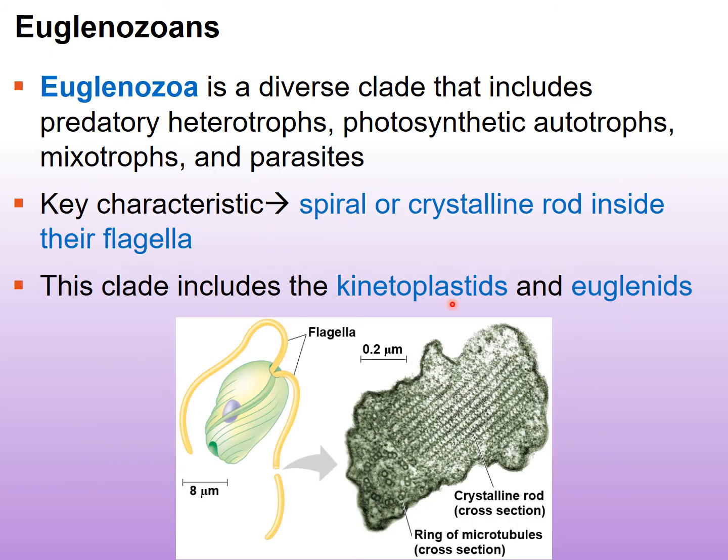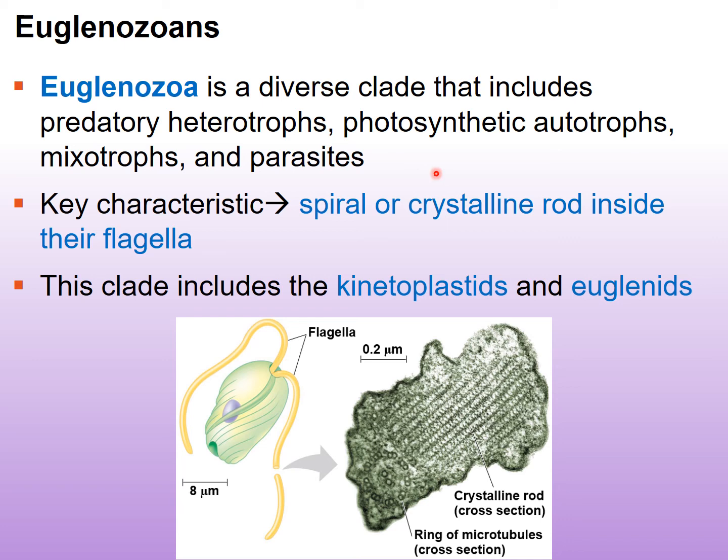Now, the Euglenozoans is the next category. This is quite a diverse clade, which includes those protozoa that can be predatory and heterotrophic, those that can be photosynthetic and autotrophic, those that are mixotrophs, and those that can be parasitic. So there's really nothing unique as far as their nutritional categories and or lifestyles. So they are quite diverse in that particular category.